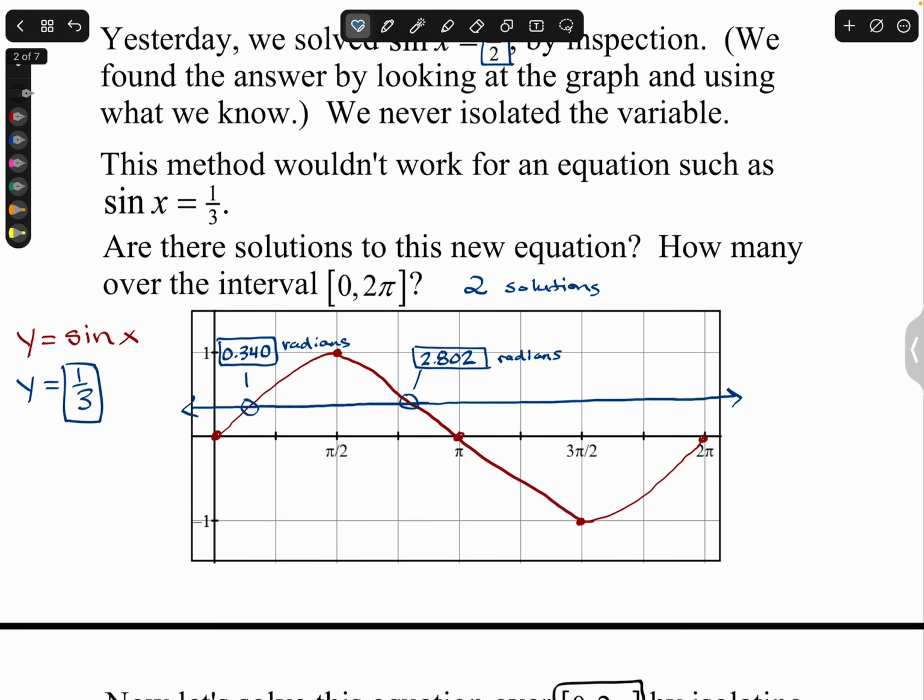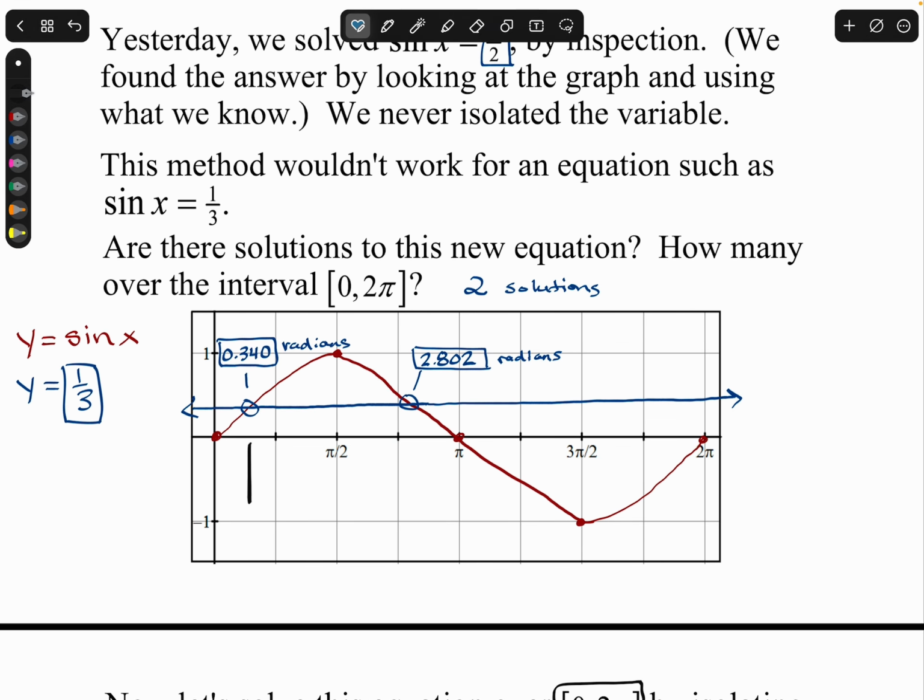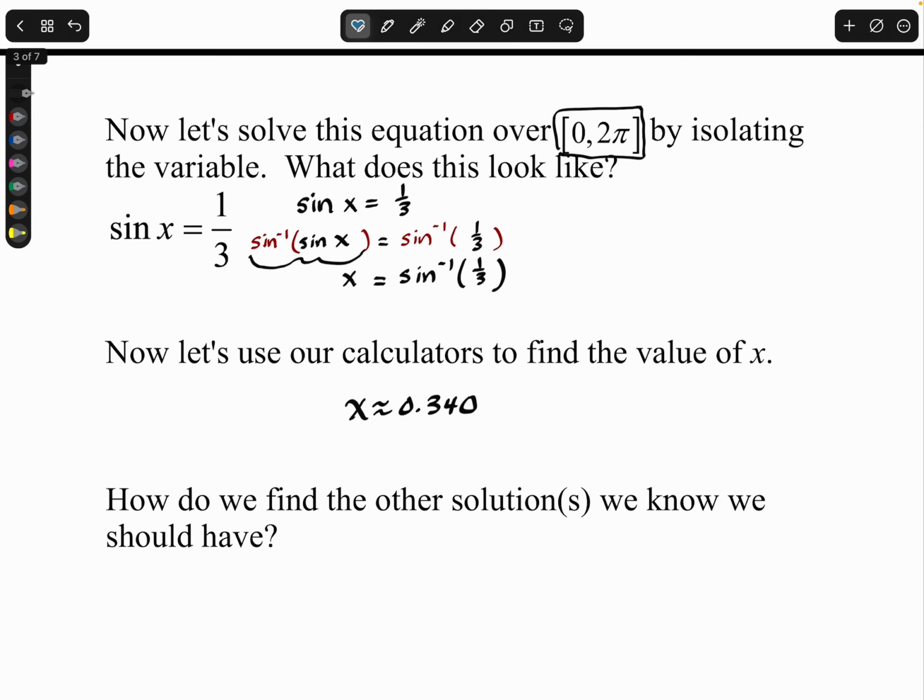If we look back here, it gave us the one over here on the left side. But how would we get this one on the right side if we didn't have our graph to look at? So we need to think about that, and let's think about the way that we've solved these in the past. If we think about our unit circle, I'm just going to draw the top half of it.